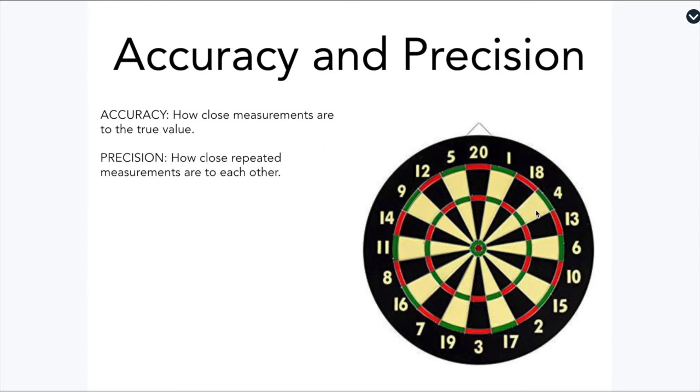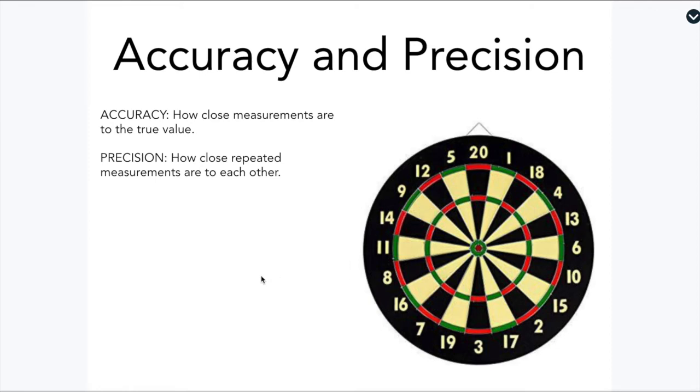So if you're thinking about playing darts, accuracy would be hitting as closely to the bullseye as possible. That is your target, and you're trying to hit in the middle there. So accuracy is trying to hit that. Precision. This is how close repeated measurements are to each other. So if you were to throw 3 darts here at this board right here, that would be precise, okay?